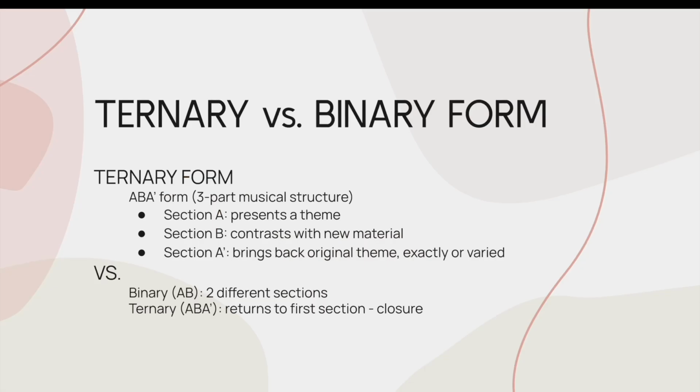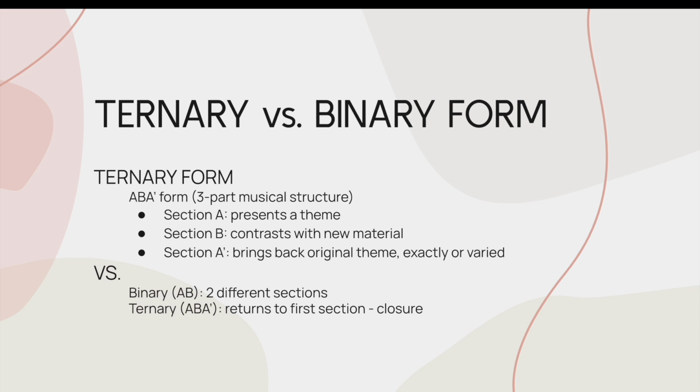Today we will be talking about ternary form using Kreisler's Tempo Diminuito. So, what is ternary form? Ternary form is a three-part musical structure using A, B, A prime form. Section A presents a theme, and then section B contrasts that with new material. Then section A prime brings back that original theme, but either varies it or keeps it exactly the same.